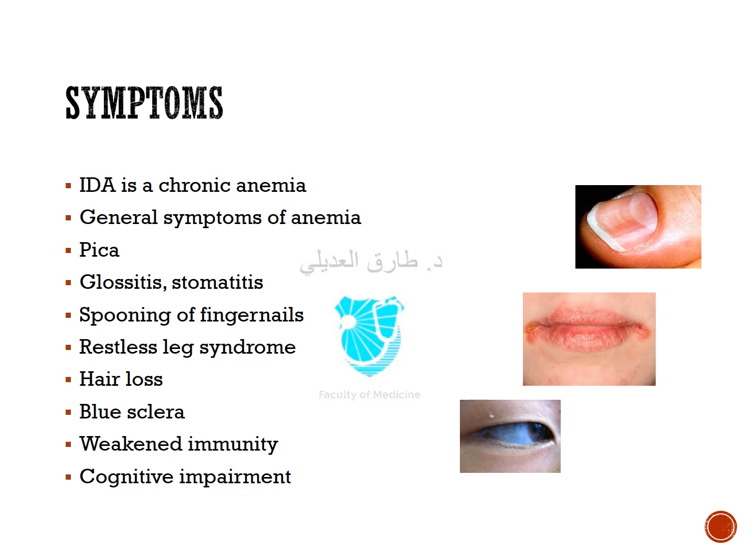And patients have the general symptoms of anemia that we mentioned in the previous lecture, which are pallor, headache, tachypnea, and tachycardia if severe. Now we have special symptoms in iron deficiency anemia. The first one is called pica. Pica means the patient likes to eat abnormal things, things that are not normal food. The most common one is ice.